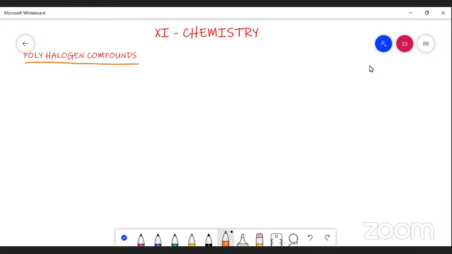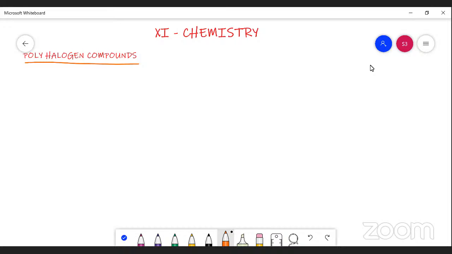And today's session, we are going to discuss polyhalogen compounds. In these polyhalogen compounds, we discuss methylene chloride, chloroform, carbon tetrachloride, CFCs and DDT.